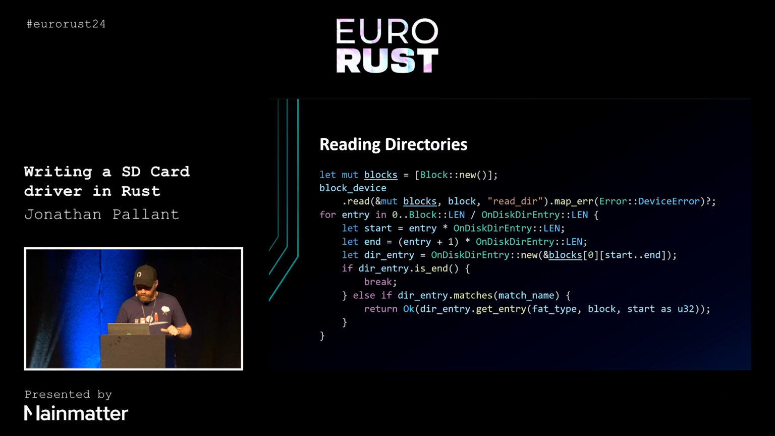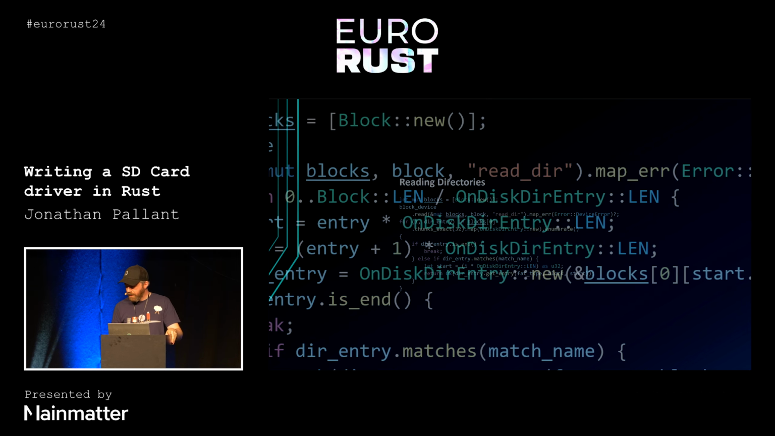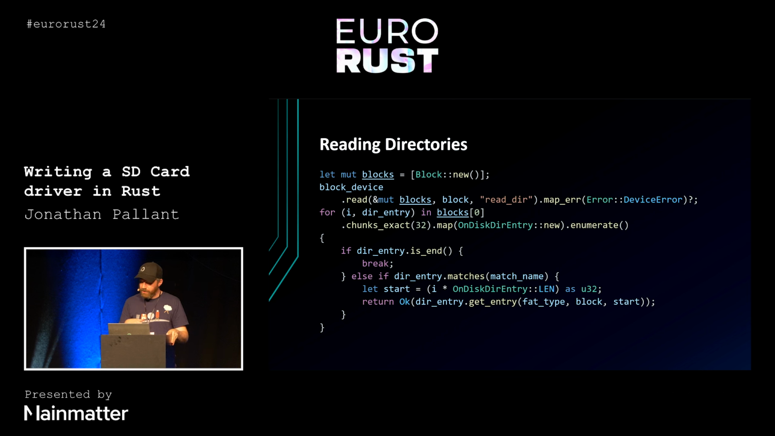Modern file systems use trees and work better. I put this code in the slides, and then I thought, yeah, this code sucks, doesn't it? I shouldn't have done that. What I should have done is this. I should have used chunks exact so we can iterate through 32 bytes at a time. Yeah, see me later. Maybe we'll put in a pull request. We'll make it better.